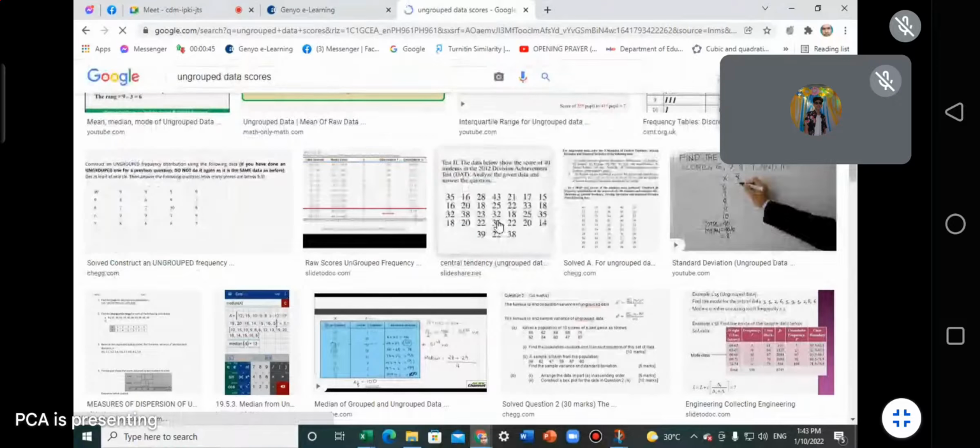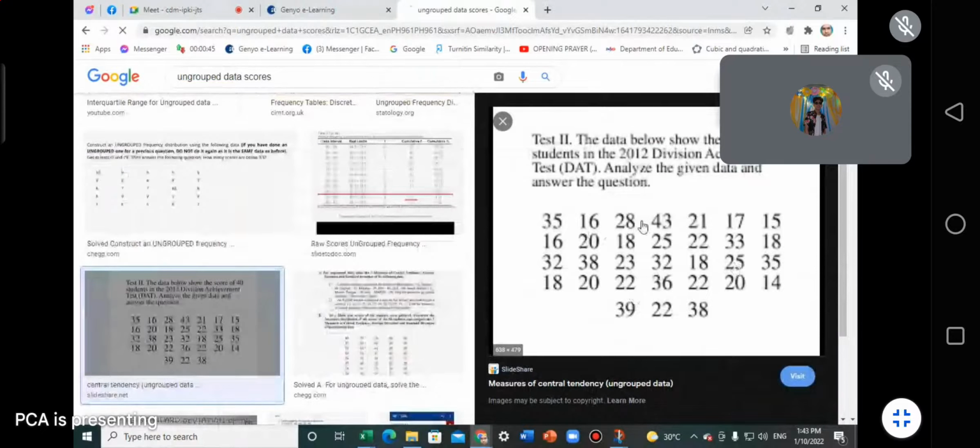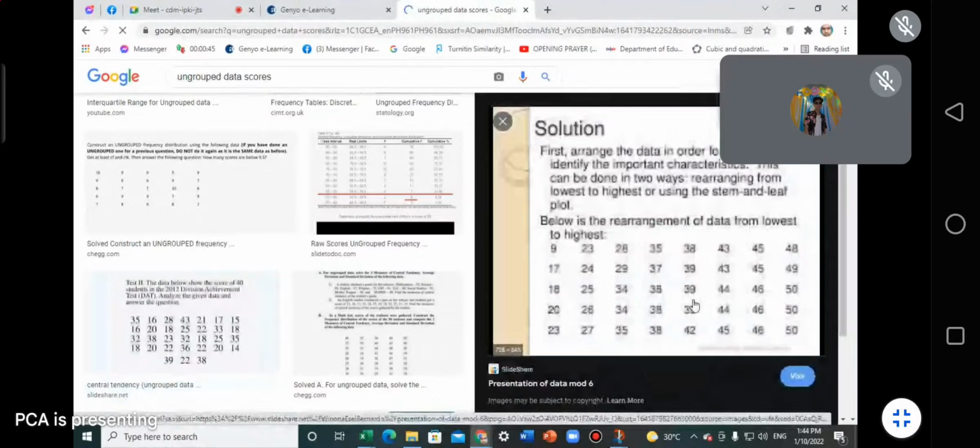If you see, this is ungrouped. It's not yet grouped. So if you see this is ungrouped, it's messy, no? So if I were you, which is easier to use for percentile, is it the group or ungrouped? It can be both. Why?